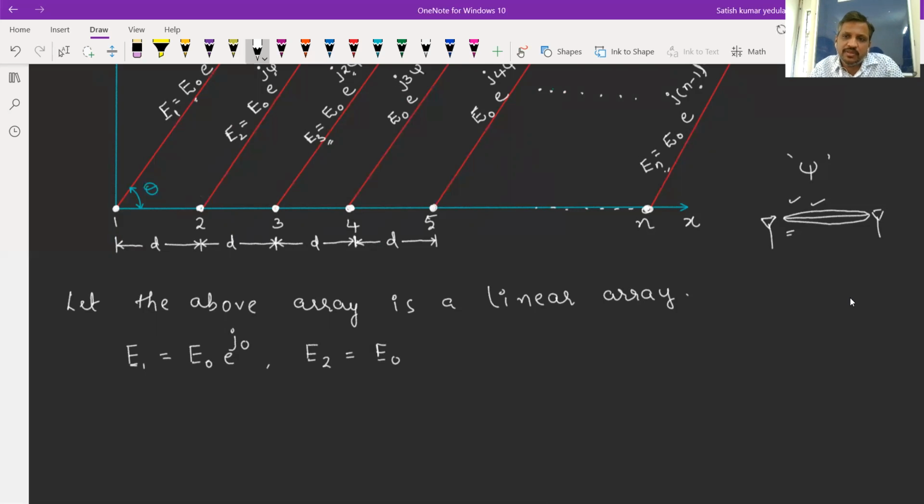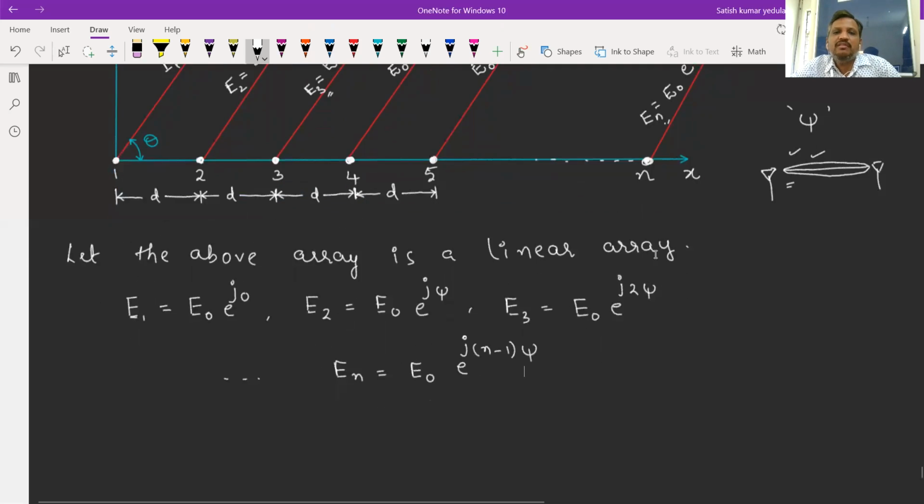When they are excited with currents of equal amplitude, as the antennas are similar, the field amplitudes are also the same. And the phase difference is psi. That means they are excited with equal phase also. This is nothing but the broadside case. Now E2 is equal to E naught into e power j psi, and E3 is equal to E naught into e power j2 psi, and so on. For the case of En, it is E naught into e power j (n minus 1) psi.